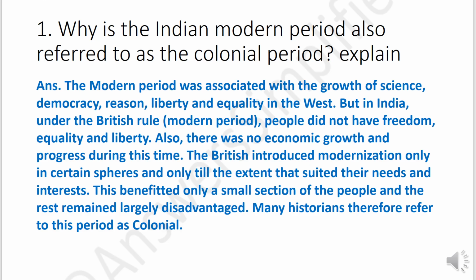The British introduced modernization only in certain spheres and only till the extent that suited their needs and interests. This benefited only a small section of the people, and the rest remained largely disadvantaged. Many historians therefore refer to this period as colonial.